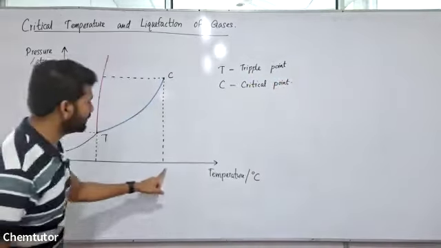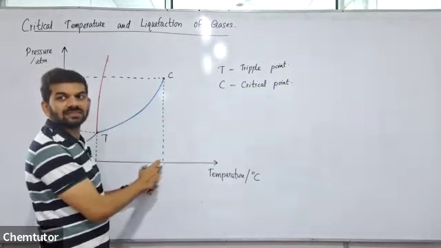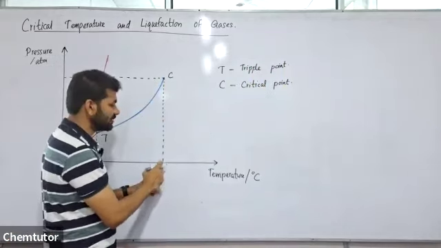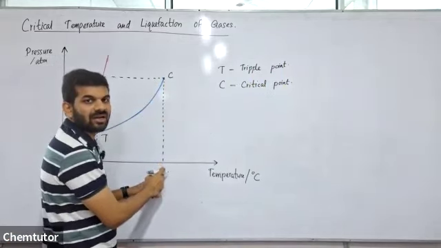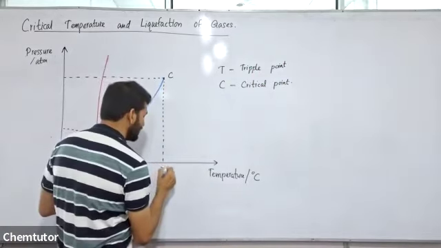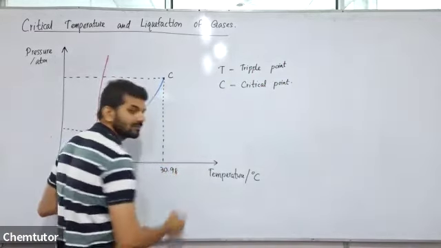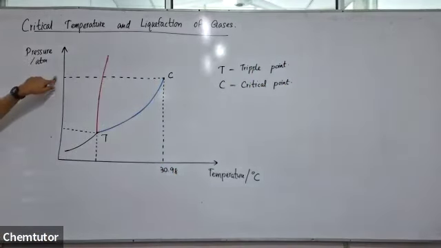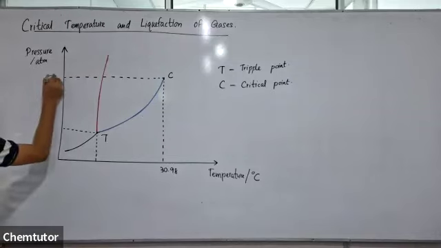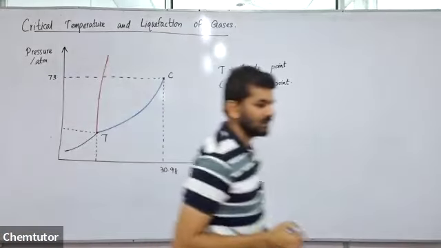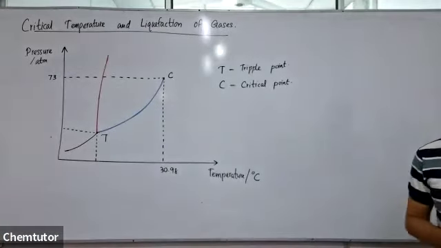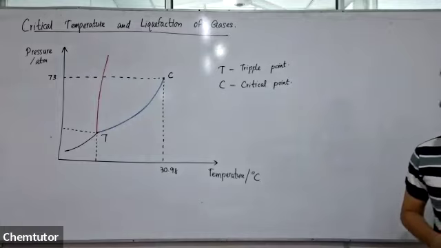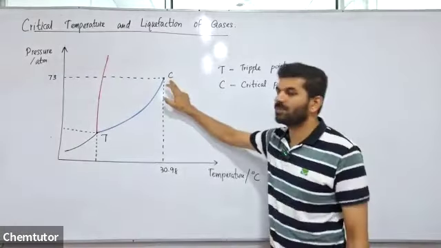The temperature corresponding to the critical point is called the critical temperature. So this temperature is called the critical temperature. For carbon dioxide, that value is 30.98. Then the pressure corresponding to the critical point is called the critical pressure. For carbon dioxide, that is 7380. So that means this is the critical point.